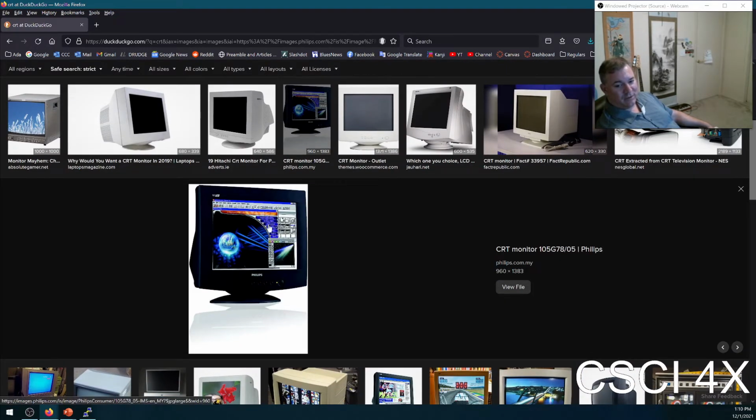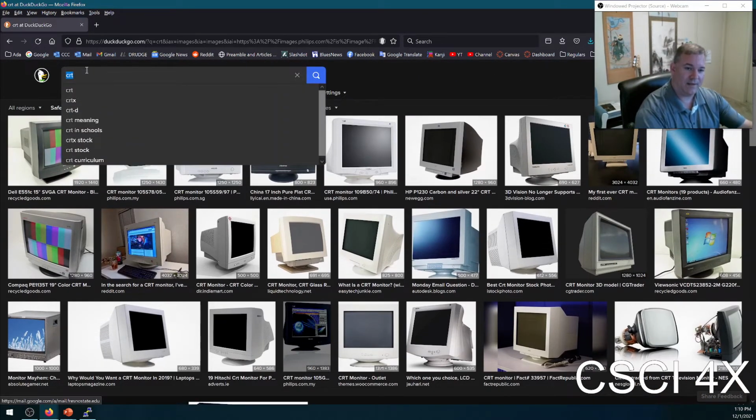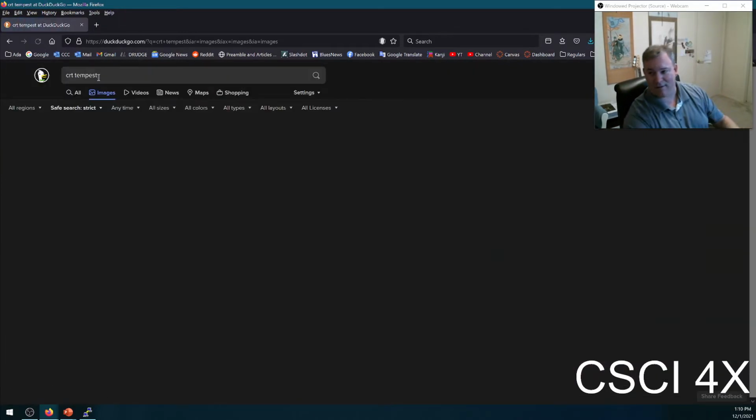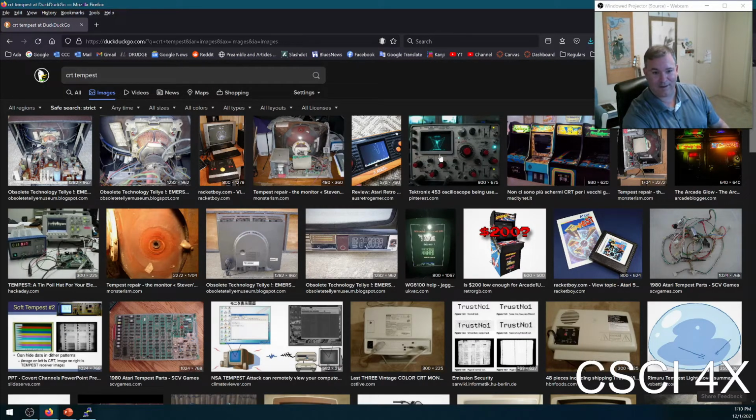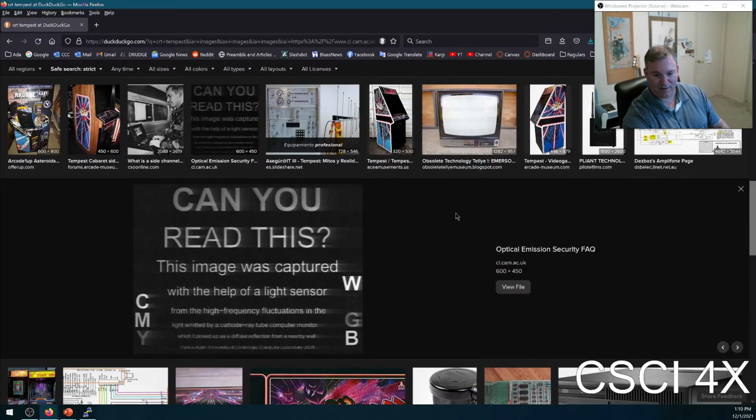So in order to produce an image on the screen, you had to have the thing producing a signal that's broadcast. And so all you had to do was set up an antenna in a nearby room, and you could see on your screen what they had on their screen. And I've actually heard of Tempest systems. Can you read this? This image is captured with the light sensor from the high frequency focus cathode ray tube. Sure, does it diffuse for light? Yeah. So this is actually looking at reflections off a wall to recreate an image.